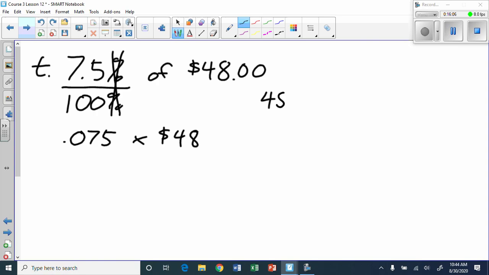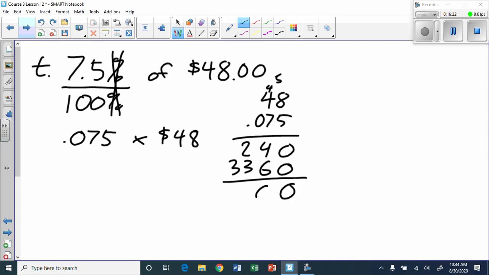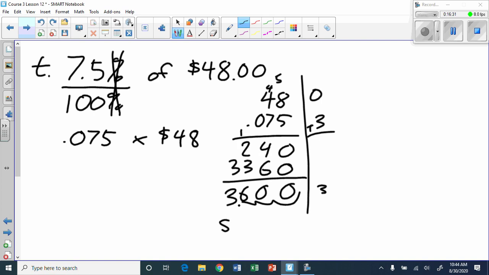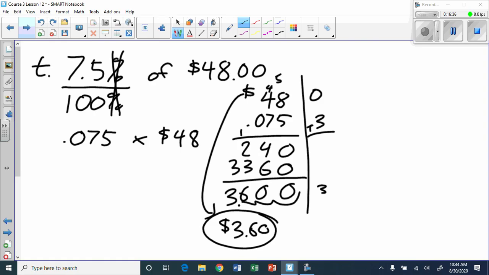And 40, 24, 0, 56, 28, 29, 30, 33. Add them. Think about where we put my decimal place. 3 numbers, 1, 2, 3. My final answer, $3.60. If I start with dollars, I end with dollars. Making sure I include my label.